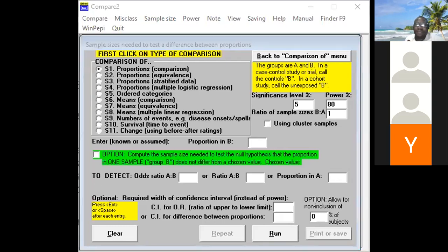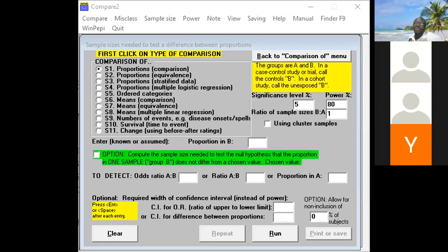Why is power set at 80 and not 90? That's the common one. Most of the time, power is 80. So is it 90 you use? It's 80 that I use. I want to be able to explain the reason why I'm using what I'm using, in case your supervisor doesn't give you the explanation. There was a time I was calculating, and somebody said that if I increase or reduce the power, it will reduce my sample size. So I was wondering what the relationship of power with sample size is.